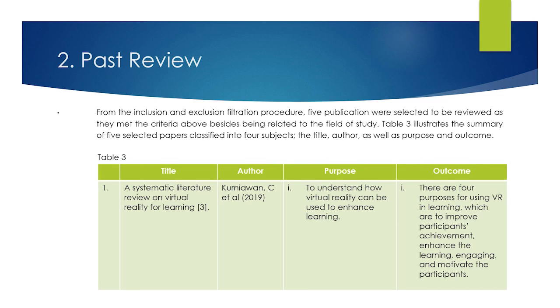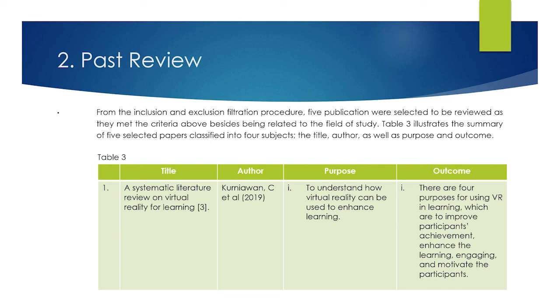From the inclusion and exclusion filtration procedure, 5 publications were selected to be reviewed as they met the criteria above besides being related to the field of study. Table 3 illustrates the summary of the 5 selected papers classified into 4 subjects: the title, the author, the purpose, and the outcome.